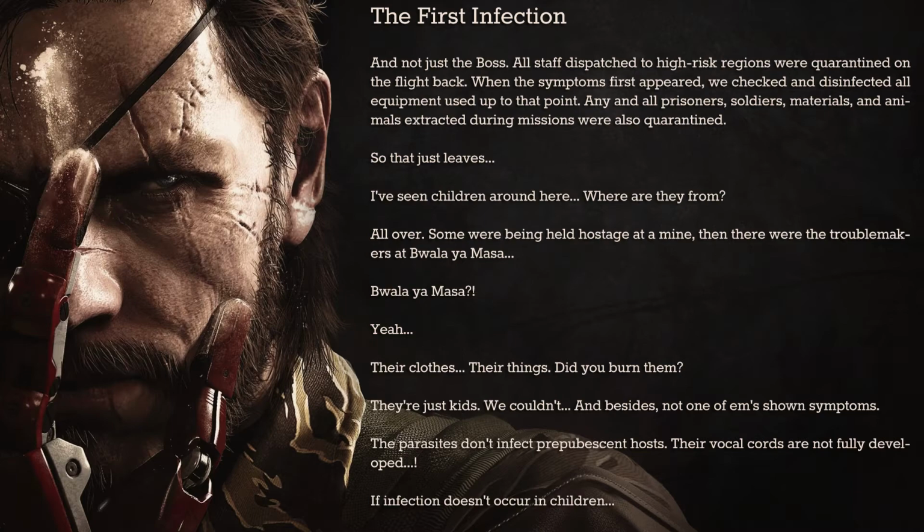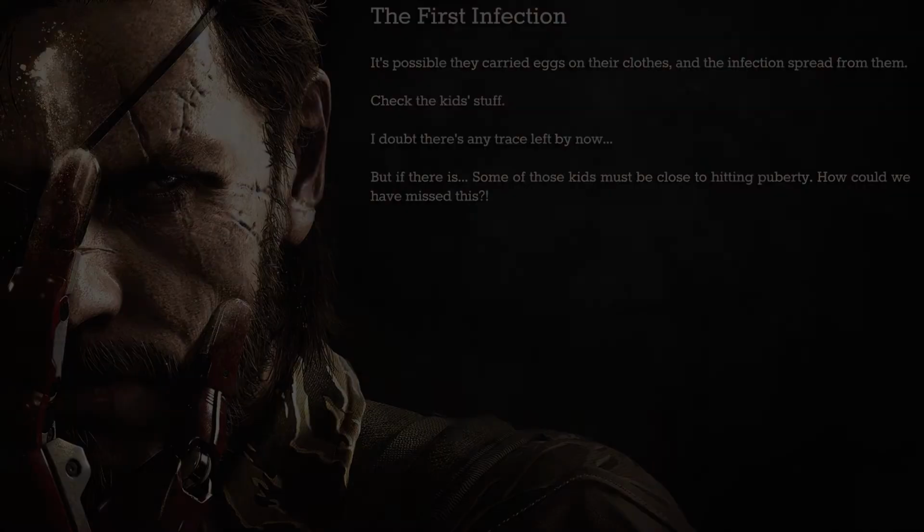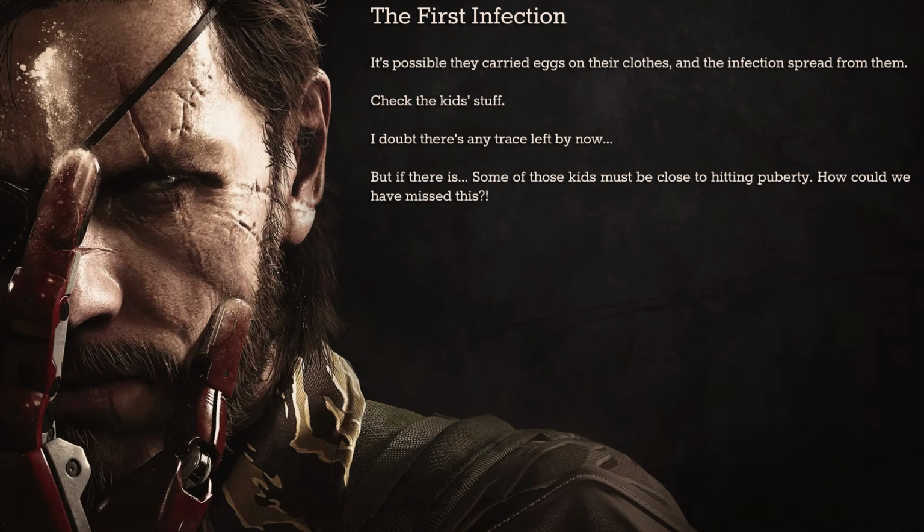Well, if infection doesn't occur in children... It is possible they carried eggs on their clothes, and the infection spread from them. Check the kid's stuff. I doubt there is any trace left by now. But if there is, some of those kids must be close to hitting puberty. How could we have missed this?